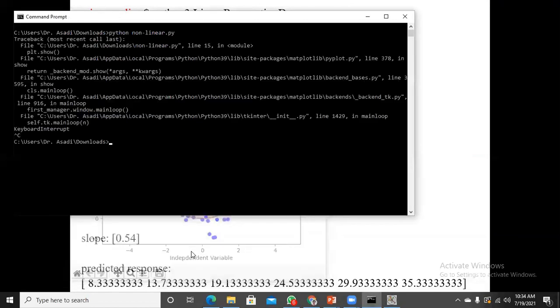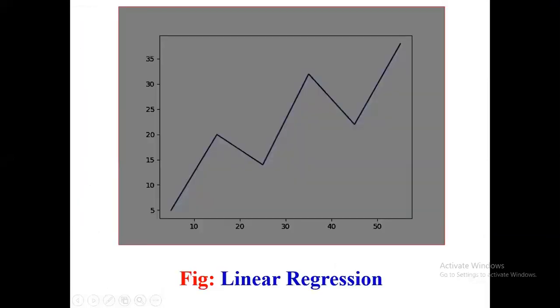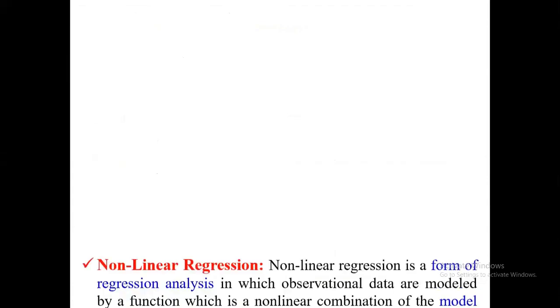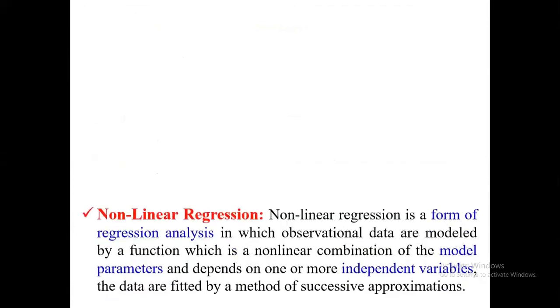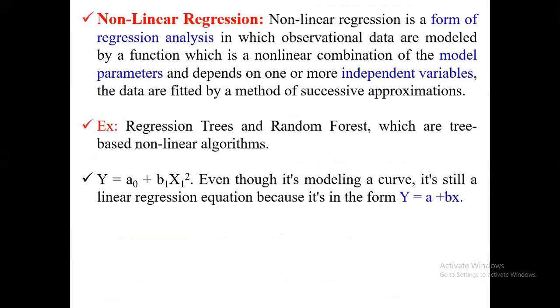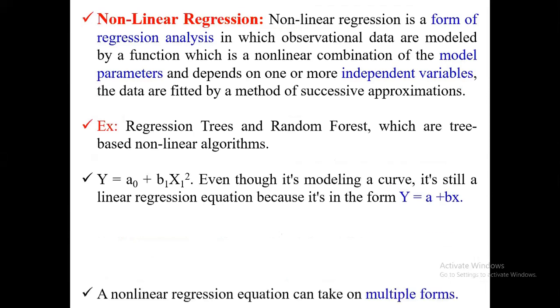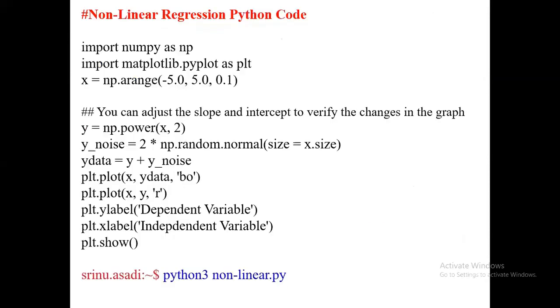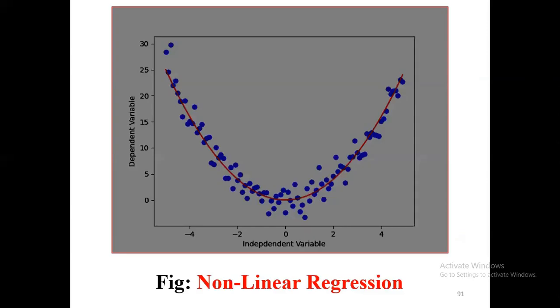Now if you see in this non-linear regression, multiple, I mean y is equal to b0 plus b1x1, b2x2, etc. We are calculating the y-intercept values, slope coefficients, error term, etc. Regression trees and random forest, which are tree-based non-linear algorithms, we are using under non-linear regression. This is the code I have used, non-linear regression in Python. Okay, these are the results I got. I'm showing them through my presentation.